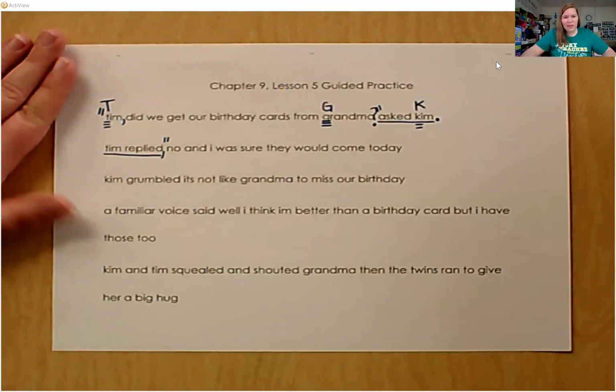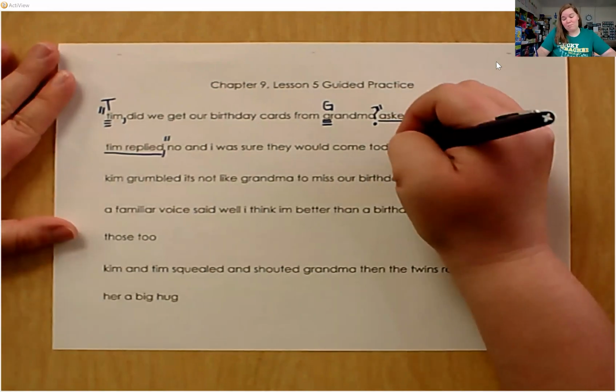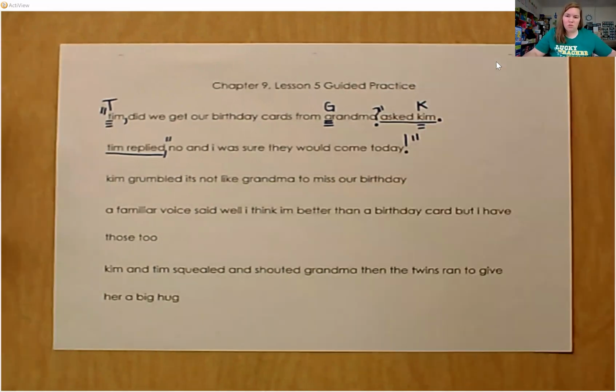Now, how do you think he said this? Do you think he said, "No, and I was sure they would come today?" Or do you think he maybe said it more like this? "No, and I was sure they would come today!" Probably more like excited. So I'm going to end with an exclamation point inside the quotation marks.